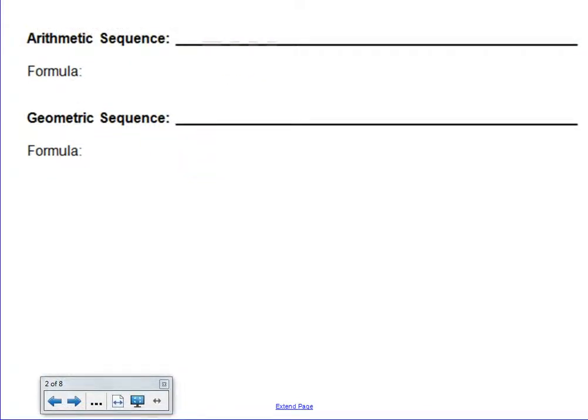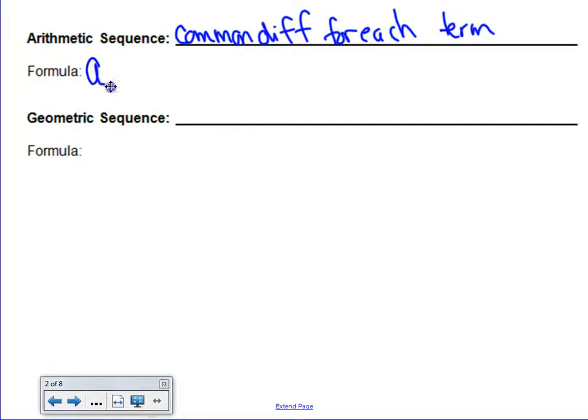So an arithmetic sequence is a sequence where you can find a common difference between each successive term. And there's a formula for an arithmetic sequence. There's several formulas, but the one we're going to use most often is a sub n equals a sub 1, which means the first term, plus the common difference d times the quantity n minus 1.